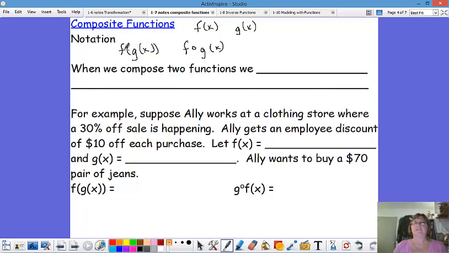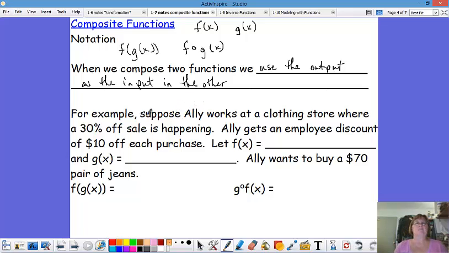So I want to just make this clear. Order is important. Since the g function is the second one mentioned in each of these, we take the input from g and plug it into f. So when we compose two functions, we use the output of one as the input of the other. All right, one more time. We use the output of one of the functions as input in the other function.